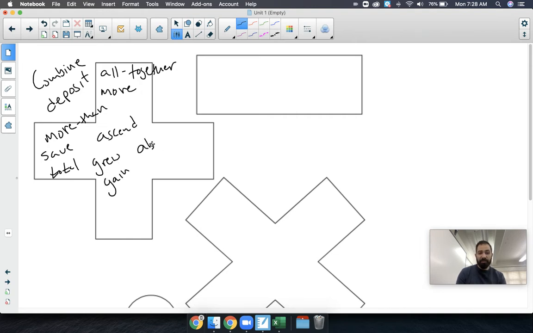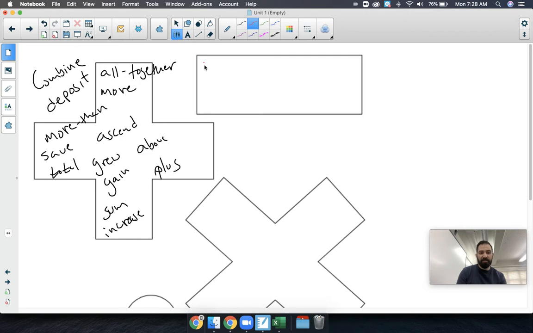Something might be, there might be something above. It might have $3 above what you already have. Easy one. Sum, increase. Those are all words that might come up that would tell you that you should use addition, plus. What about subtraction?